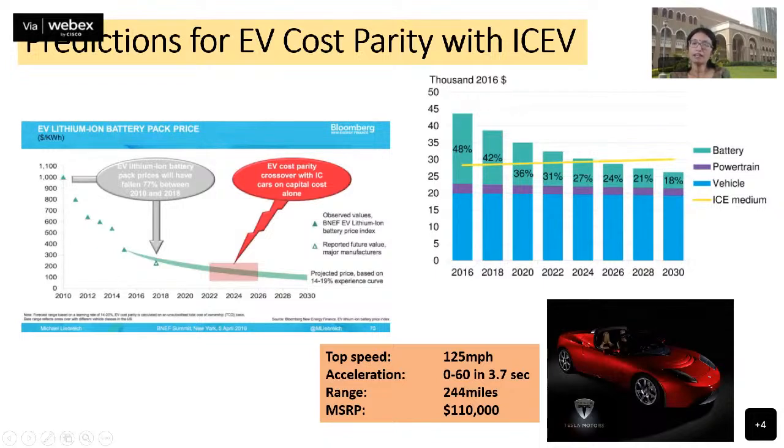Cost is definitely a factor, but every year we find the cost is reducing. So this is the cusp here. You can see that in 2024 to 2026, it is predicted to be almost the same price as that of an ICE. Currently, Tesla has a top speed of 125 miles per hour. Acceleration is 0 to 60 in 3.7 seconds. The range is 244 miles and the price is $110,000.